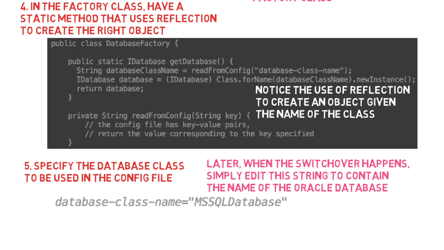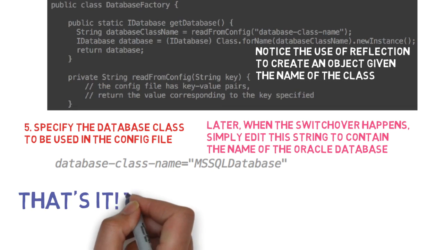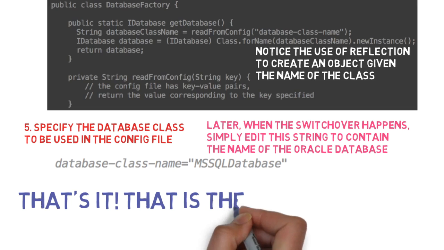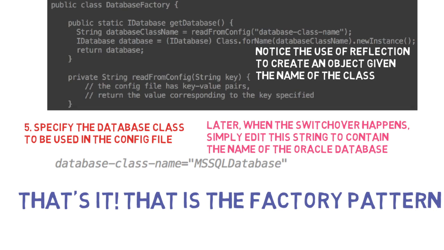The code remains exactly the same. Read from config, all of which will remain the same. However, since the database class name returned by read from config will switch over from MS SQL database to Oracle database, it will return the correct instance based on what we wanted to return. That's it. That is the factory pattern.